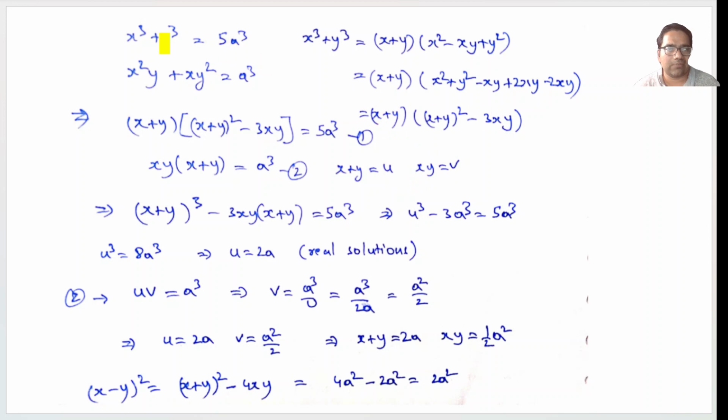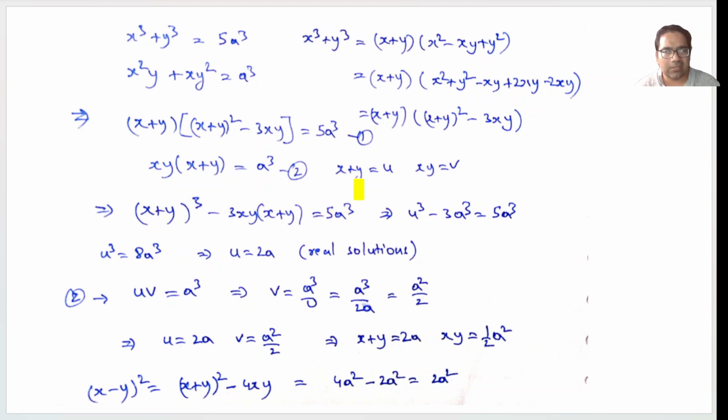So what will the first equation become? The first equation, this has become this. Now this equals 5a cubed. Let us just expand this. x plus y into x plus y whole squared becomes x plus y whole cubed, minus 3xy times x plus y, equals 5a cubed. So this equation has become this. But luckily, we have converted the second equation to here, which is xy times x plus y. If xy times x plus y is a cubed, 3xy times x plus y should be 3a cubed. So now x plus y whole cubed minus 3a cubed equals 5a cubed.